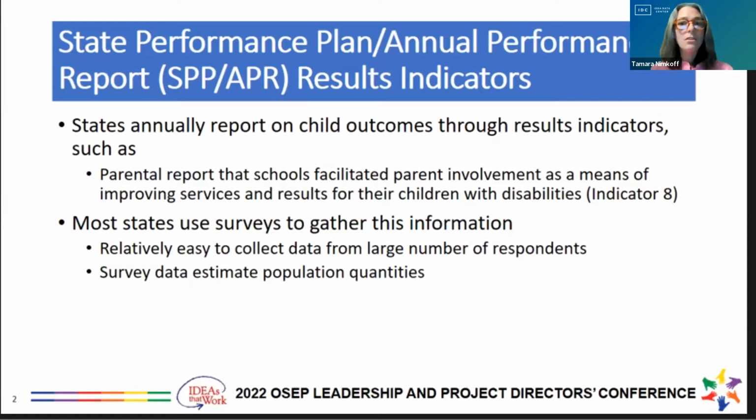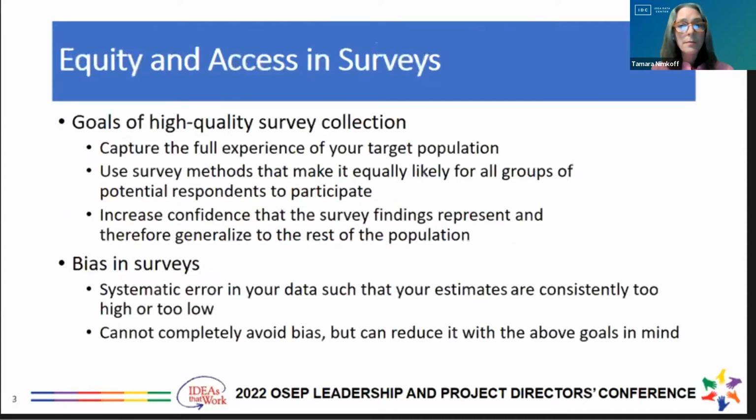Now, most states use surveys to collect this information. And these surveys are a relatively efficient way to collect information from this large number of parents of students with disabilities within their state. But surveys, of course, only provide estimates of actual population values. And we want our survey estimates to be as accurate a representation of our whole target population as possible.